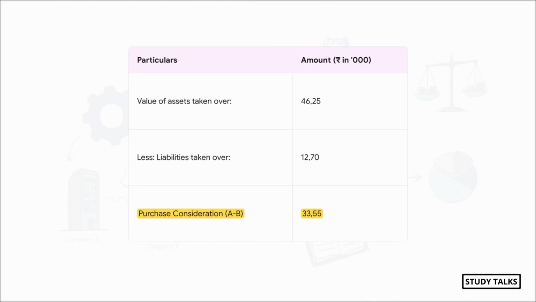Now let's look at the net assets method. You'll often use this when the question doesn't spell out the payments to shareholders. The logic here is simple. The price is just the value of the net stuff you're getting. So you take the total agreed value of all the assets being taken over, in this case, 46,25,000. Then, from that, you subtract the total agreed value of all the liabilities being taken over, which is 12,70,000. The purchase consideration is just the difference, assets minus liabilities, giving us a final figure of 33,55,000.